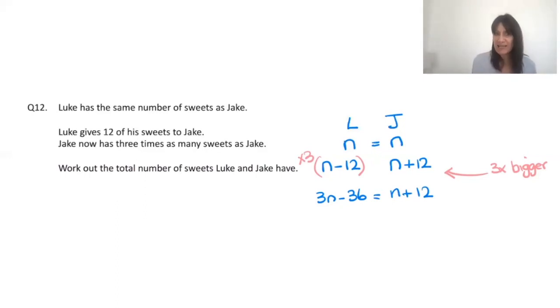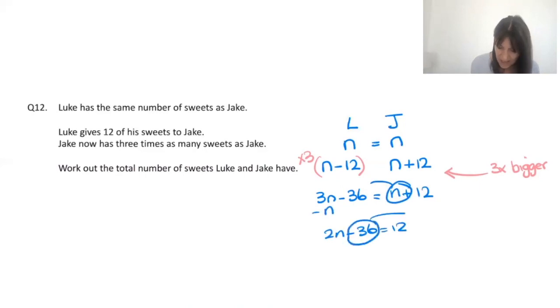I want to know what n equals. I'm going to get it on its own. So we're going to take off the n to give us 2n minus 36 equaling 12. We are then going to add the 36, and that will give us 2n equals 48. Go all the way to n if you want. You could almost stop at 48 because 48 is the answer.